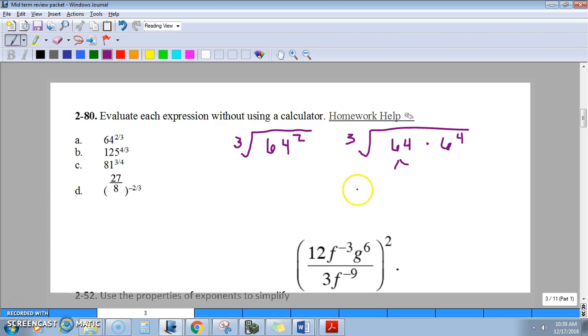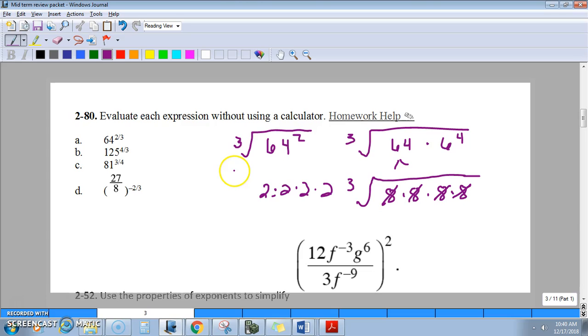64 is the same as 8 times 8, right? So this is the same as the cubed root of, let's see, 8 times 8 times 8 times 8. Each 8 has a cubed root of 2, so I'm taking out 2, 4, 6, 8. So the cubed root of 64 squared is just 2, 2, 2, 2, because I take out 2 for each 8, so 2 times 2 times 2 times 2. 2 times 2 is 4, times 2 is 8, times 2 is 16. So equals 16.